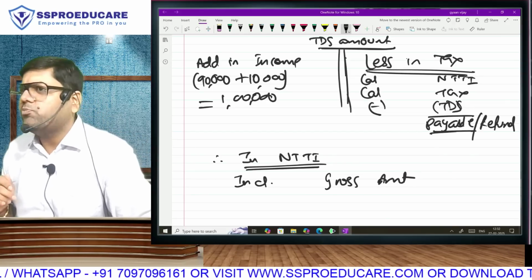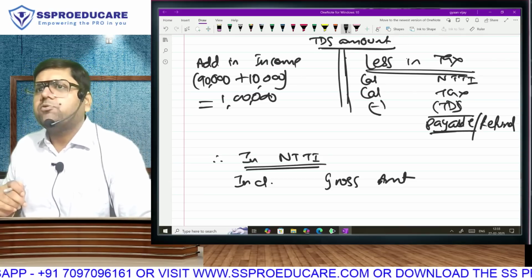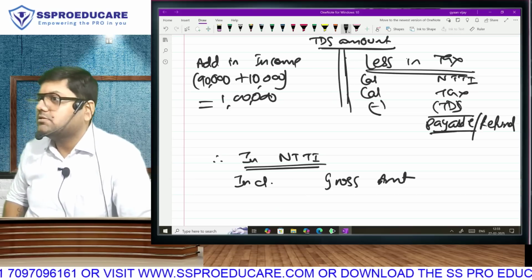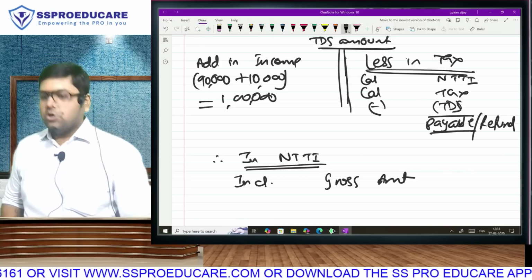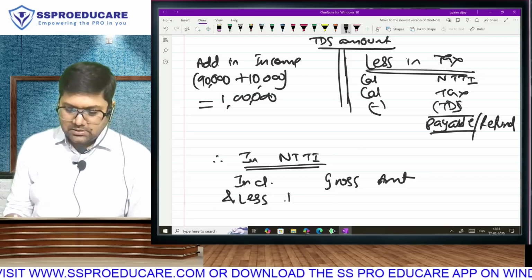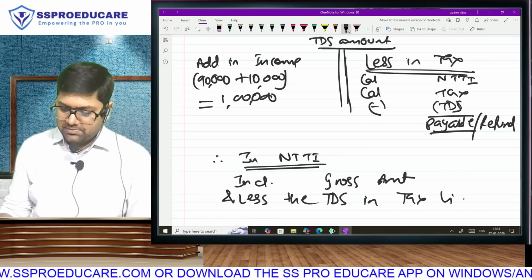Supposing it is dividend, so you put it in IFOS. Supposing it is rent, so you put it in house property. Supposing it is professional fees, so you put it in PGBP. Head of income will depend on the nature of the transaction. But in that head of income, you will not add the net amount, you will add the gross amount, and less the TDS in your tax liability.